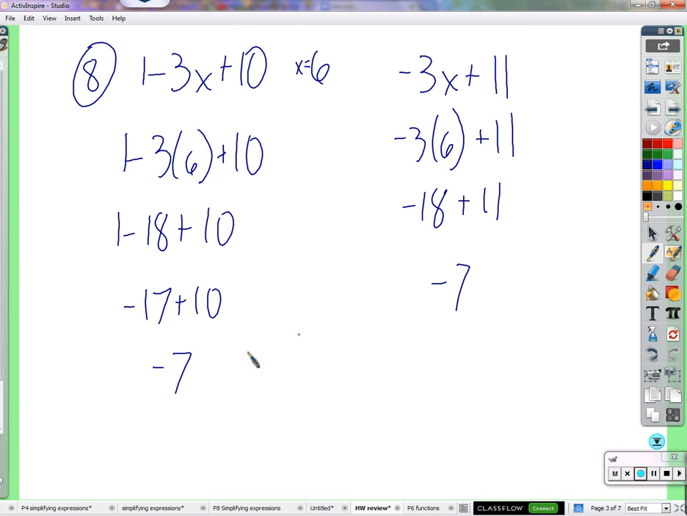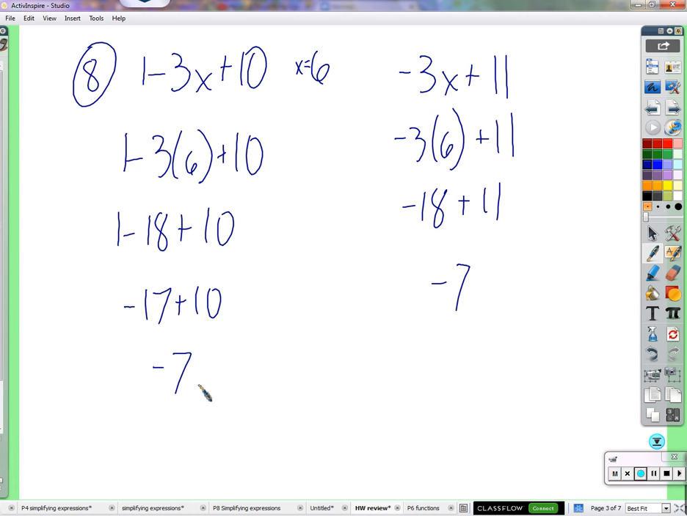If we didn't come out with the same thing, something went wrong. Either we did our math wrong here, or our math wrong here, or we simplified incorrectly. Okay. If we have an expression and a simplified version of that same expression, anything we plug into x here or here should always come out to be the same.